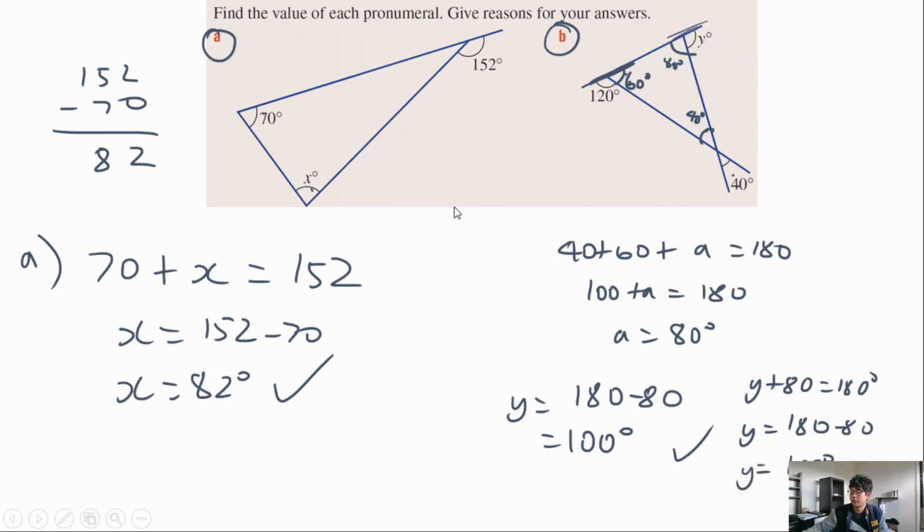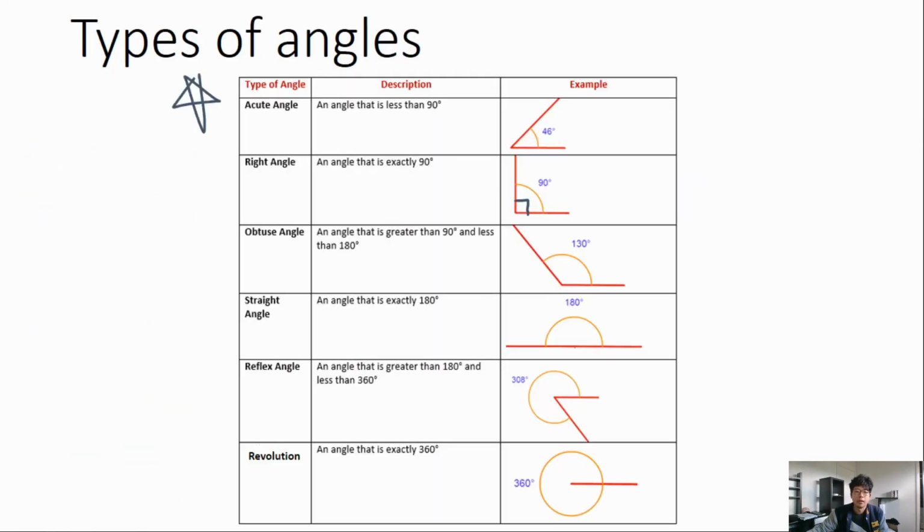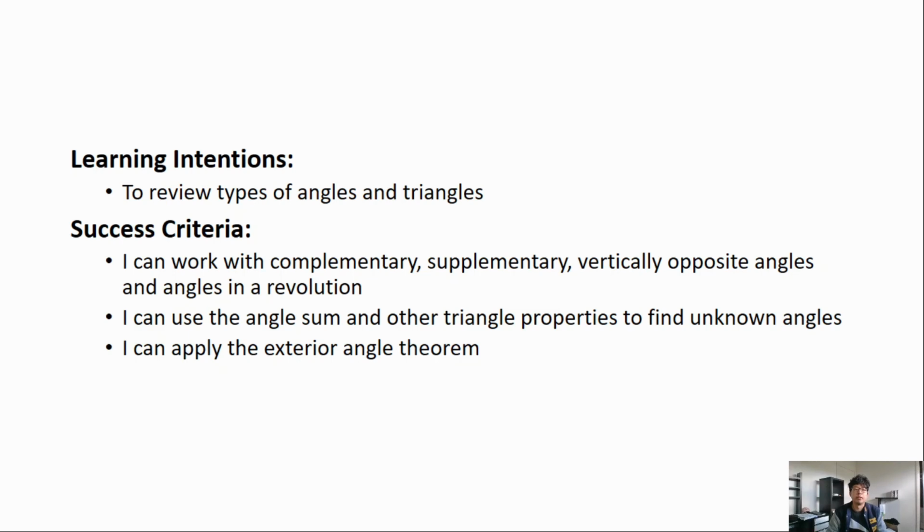And that brings us to the end of this video. Thank you guys for watching and staying put till the end. Hopefully you did learn something from that, and you can work with complementary, supplementary, vertically opposite, and angles in a revolution. You can use the angle sum and other triangle properties to find unknown angles. And finally, can apply the exterior angle theorem.